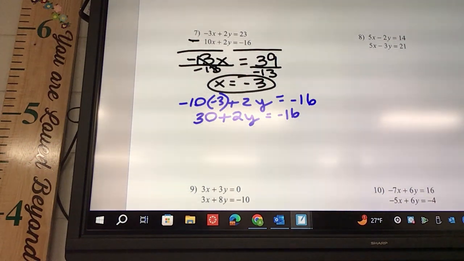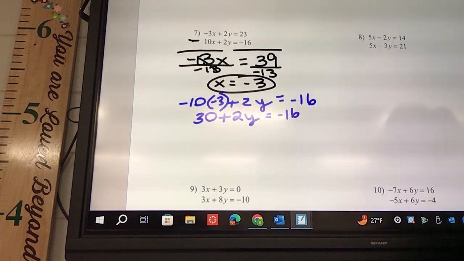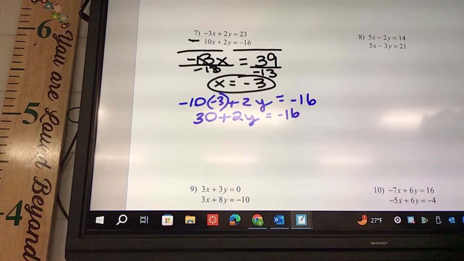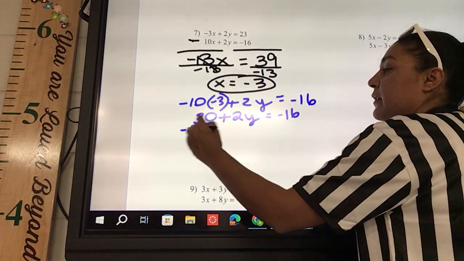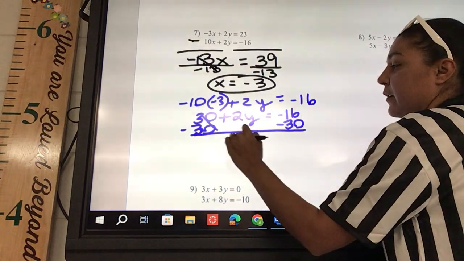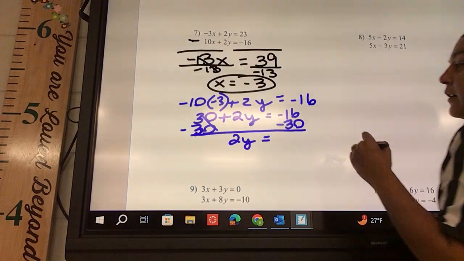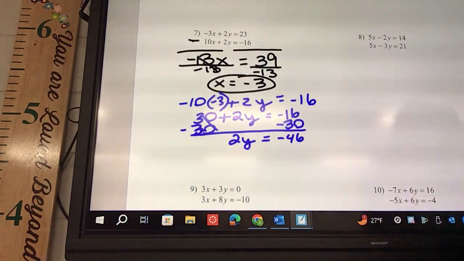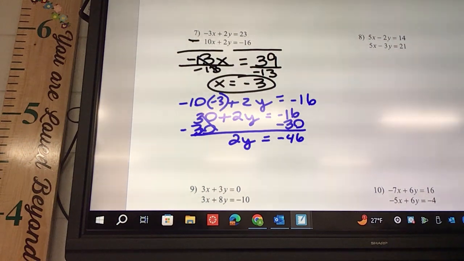Okay, and so now we're here. We need to do what? What comes next? Minus 30. Okay, so we're gonna minus 30 from both sides. Negative 46. Is that right?